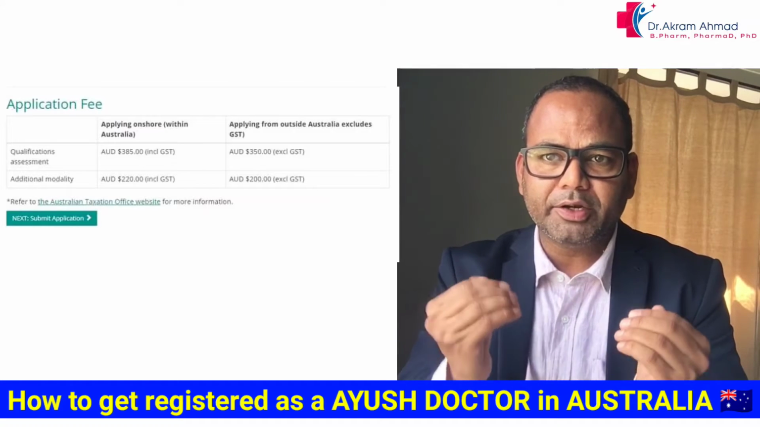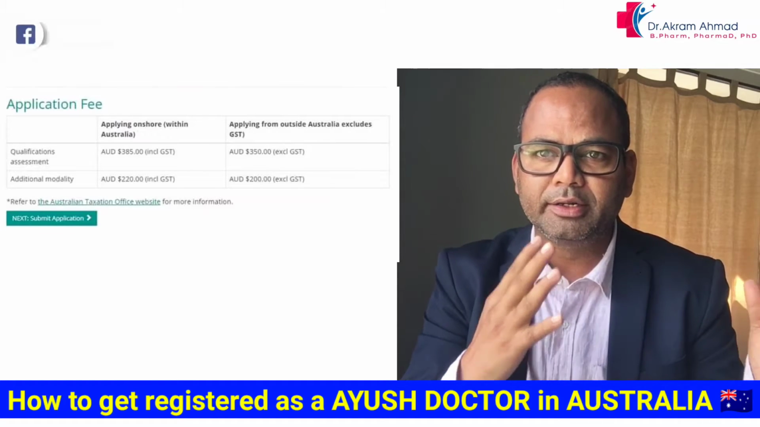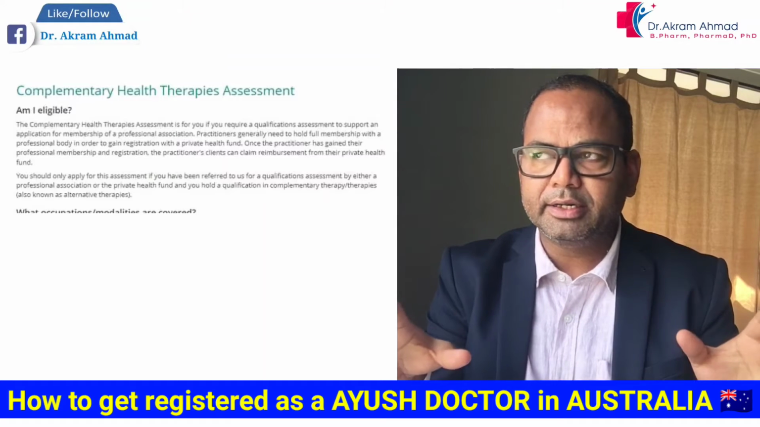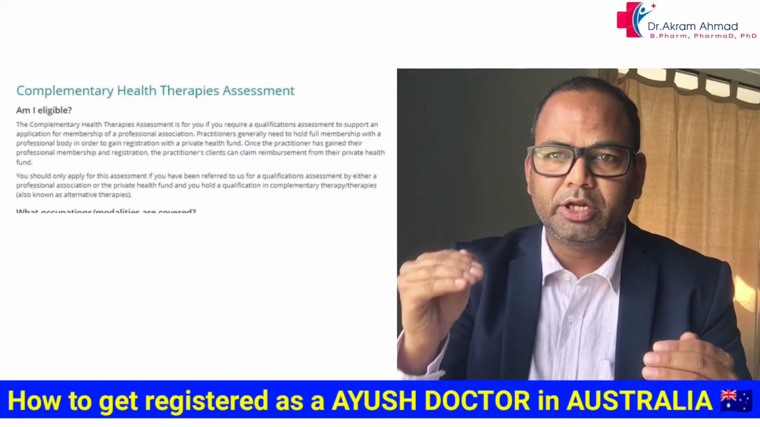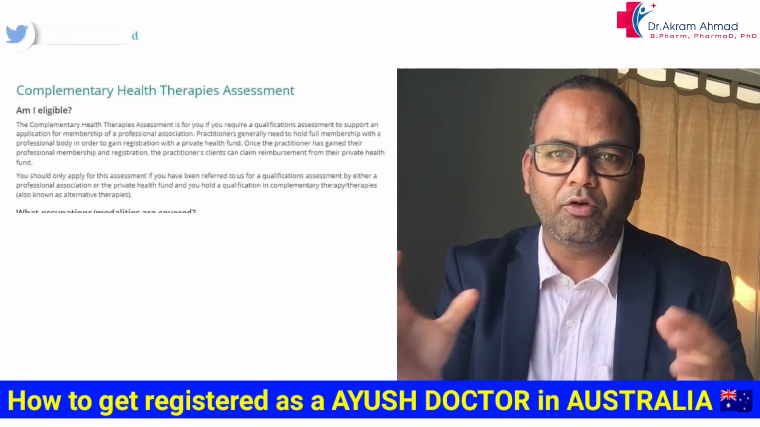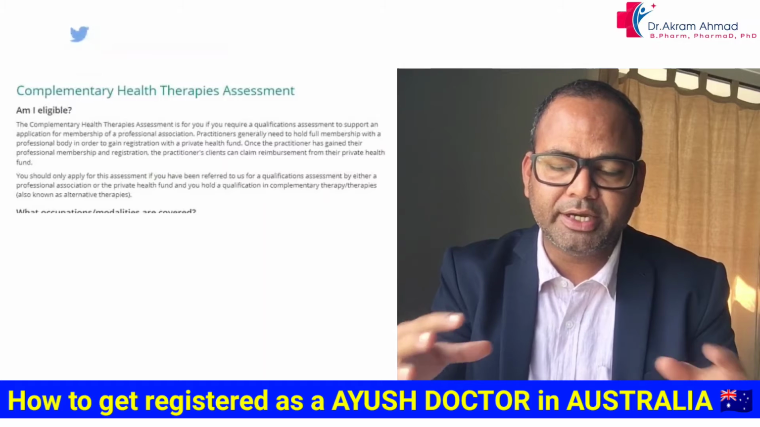So when you are migrating to Australia, this is if you are like a medical doctor or a nurse or a pharmacist. So these professions worldwide have a standard. For example, you need a 4-year degree, then you have to go through skill assessment, then an examination, then you can migrate to Australia or any other country. But these complementary health therapies or AYUSH doctors are not standardized.